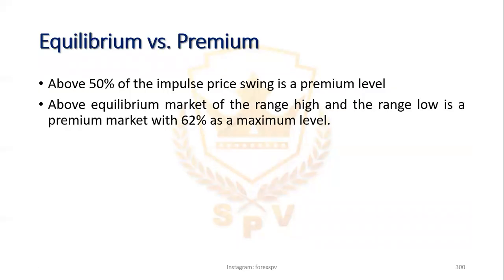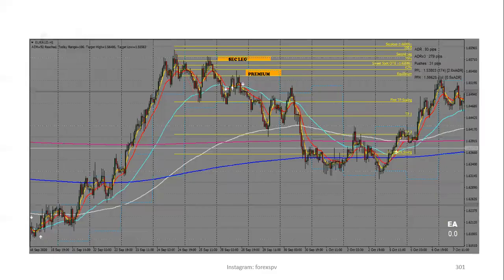Now for the premium market, when the market is trending down is where we find our premium markets, like here, where the market did break the equilibrium level, reversed on the premium market, and then we had this downtrend.